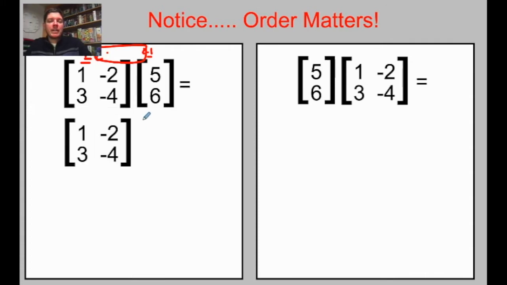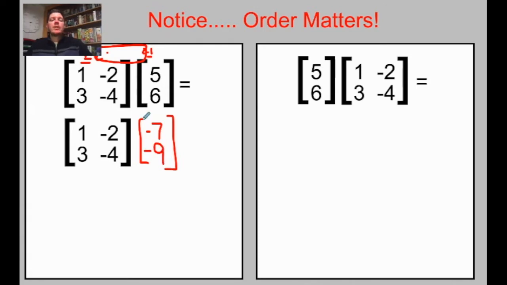So it looks like we would have 1 times 5 plus negative 2 times 6. And in fact, now that you know how to type these in your calculator, you could just go ahead and multiply these out in your calculator. But I'm just going to keep going. So we have 5 plus negative 12, which is negative 7. Then we have 15 plus negative 24. I think that's negative 9. Let me just double check that. So 15 plus negative 24, yeah, negative 9.